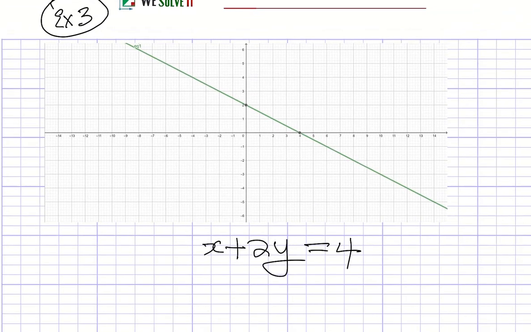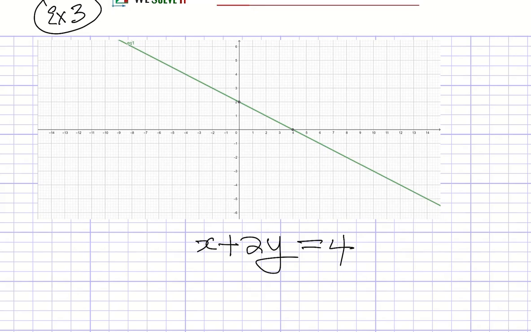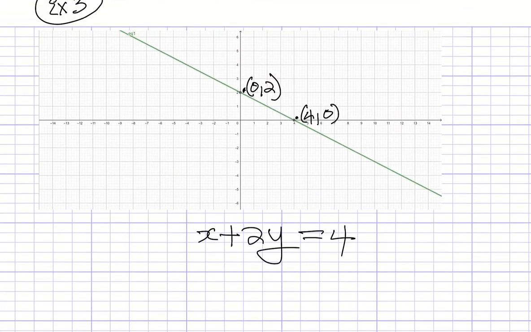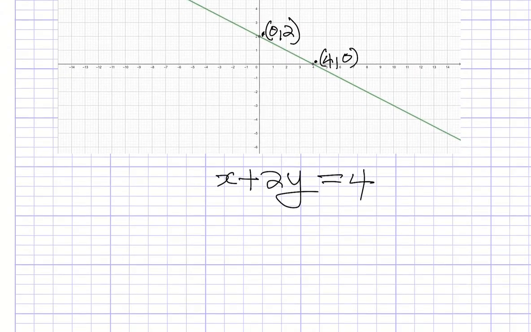Okay, so we'll look for the intercepts. You can see the y-intercept there is actually 2. The x-intercept is 4. That's where it crosses the y-axis, at 2. Where it crosses the x-axis is at 4. So we can write that point as 4, 0, and write this point as 0, 2. But how do you find that? You set the things to 0.